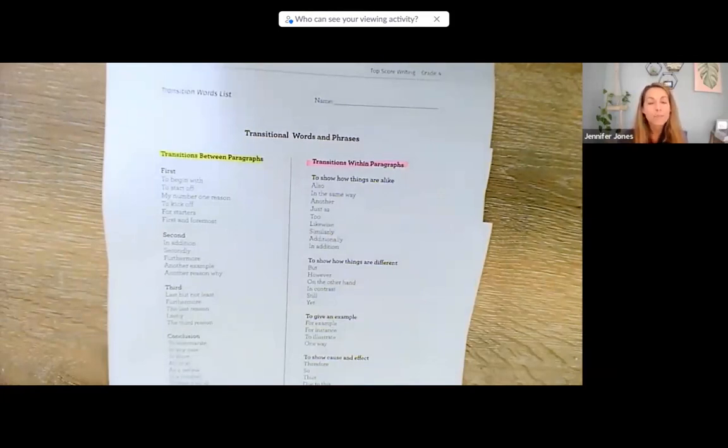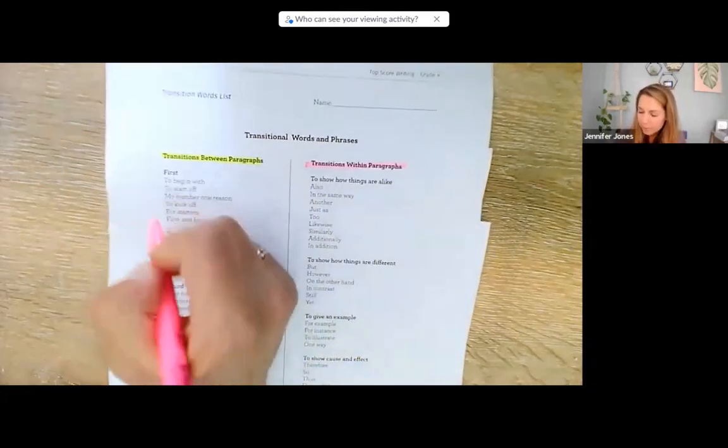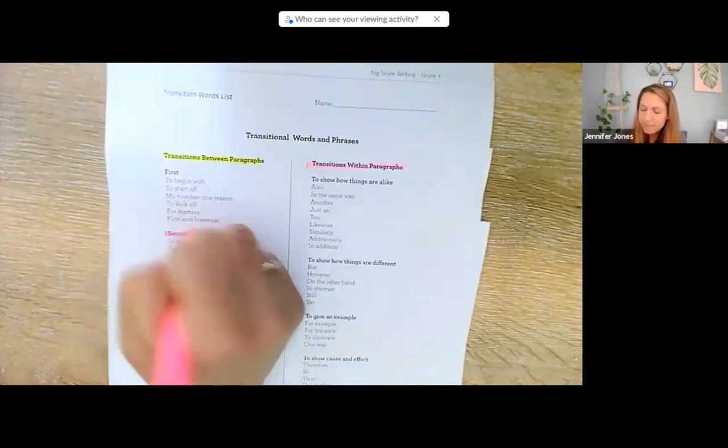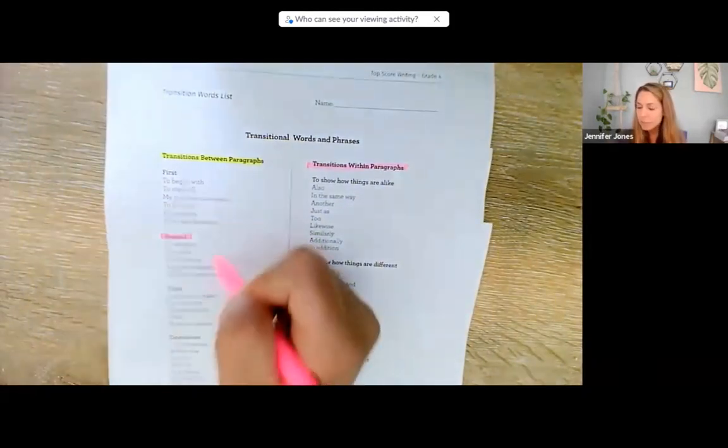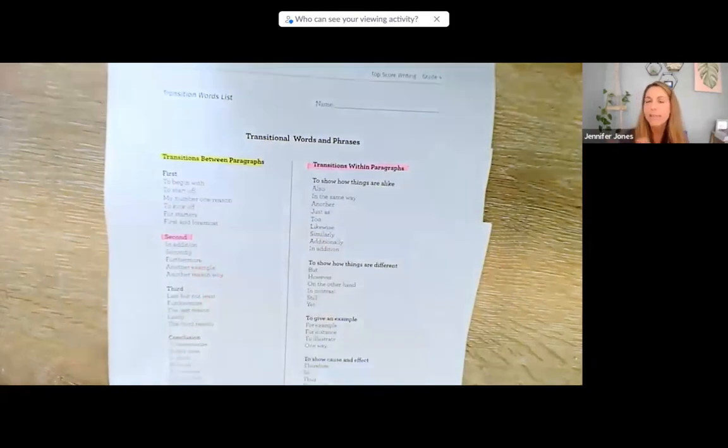All right, after you have done that, now I would like you to look at your T2 paragraph. Instead of using the word second to begin T2, choose an advanced transition. So erase second at the beginning of your T2 paragraph and replace it with an advanced transition for second.